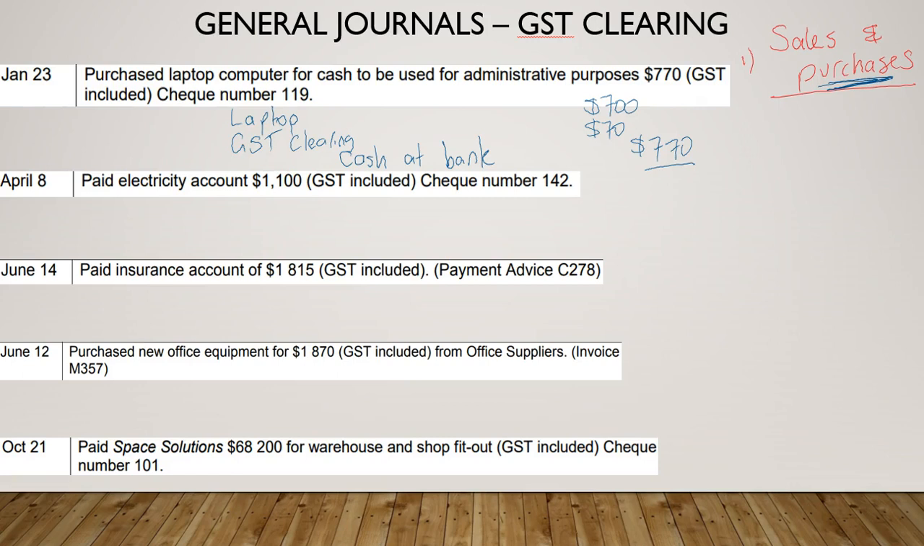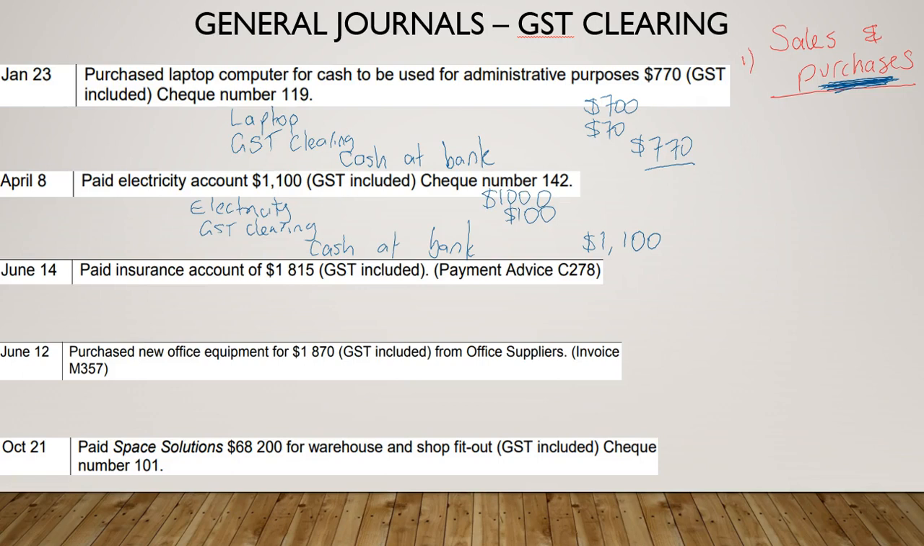Paid electricity account, check number 142. It's saying check, which means it's come out of cash at bank. And we pay that whole amount. You don't pay in 2 separate amounts with the GST separate, you pay it all together. We're then looking at purchases. So our purchase is electricity. It's an expense going up, so a debit, and GST clearing. So our GST is 1,100 divided by 11, which is 100, and our remainder is $1,000.